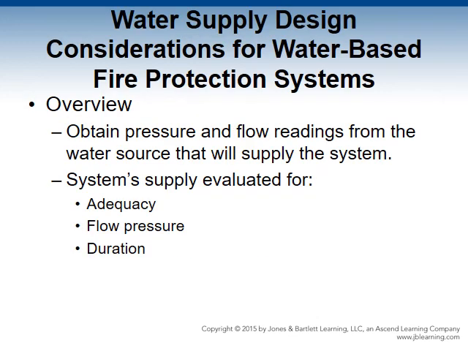One of the first tasks when planning the design and installation of a water-based protection system is to obtain water pressure and flow readings from the water source that will supply the system. Once these readings are obtained, the system supply is evaluated for adequacy, flow, pressure, and duration. Compare the readings to the information found in NFPA 11, NFPA 13, and NFPA 750. Verify the available pressure, flow, and duration will meet or exceed the required demands.